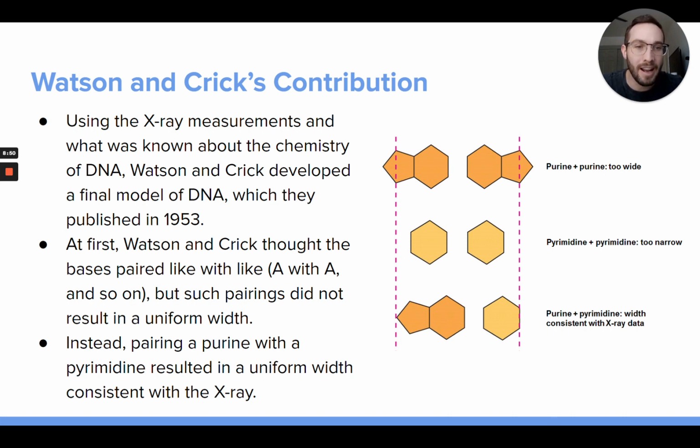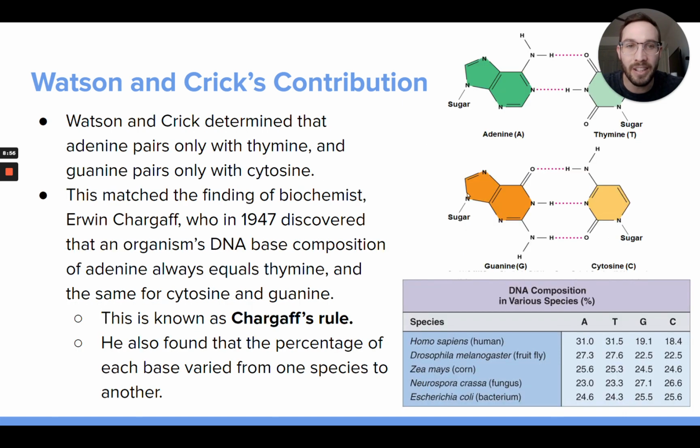So they figured out that actually it's pyrimidines pairing with purines in the middle of a DNA molecule. And specifically, that it's going to be adenine nitrogenous bases always pairing with thymine nitrogenous bases, and guanine nitrogenous bases always pairing with cytosine nitrogenous bases. They used some of the information that was published by another scientist named Erwin Chargaff. And so there's something called Chargaff's rule that he figured out.